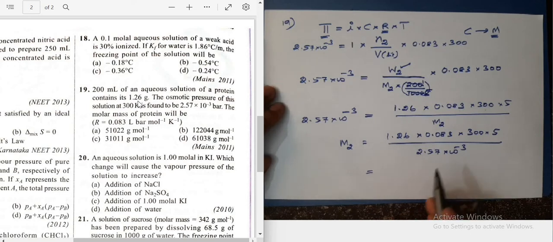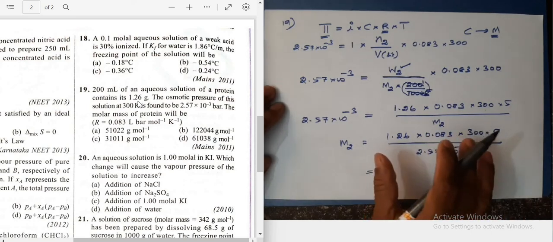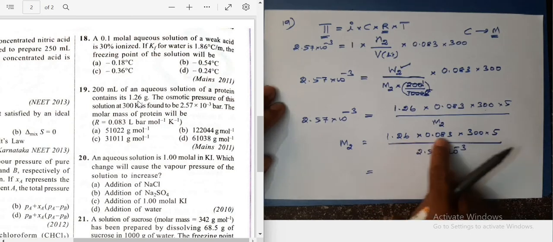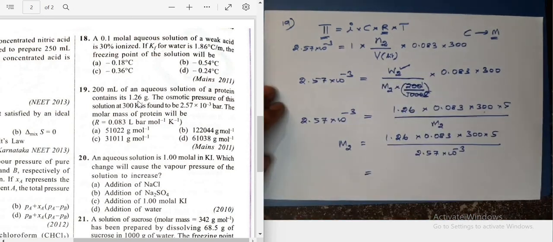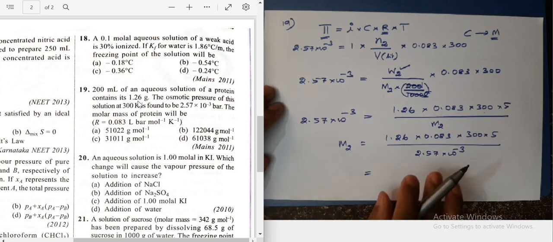Okay, you simplify this, students. I'll just leave it to you. It's very simple only. You have to just multiply all these things and divide by 2.57. You'll get some rough value, so from that rough value, you can easily estimate and identify the option. So I'll just leave this to you.